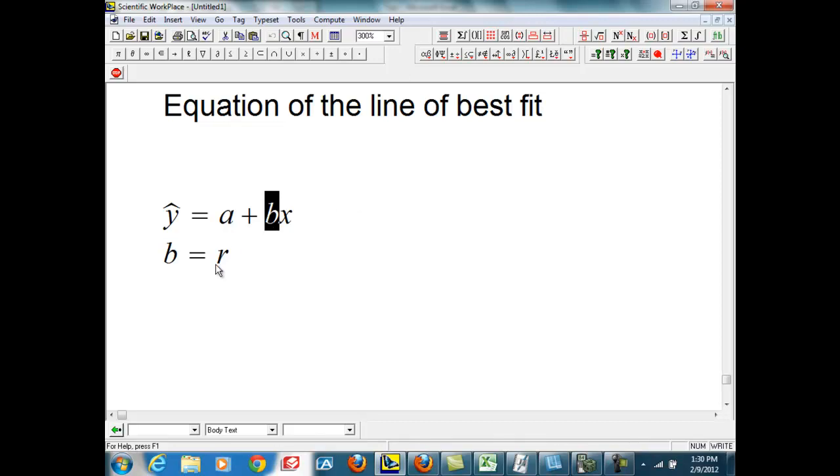Okay. So B is given by R times the standard deviation of the Y values divided by the standard deviation of who? The X values. Okay. And this will be printed on your test. All right. This way of computing the value of B.